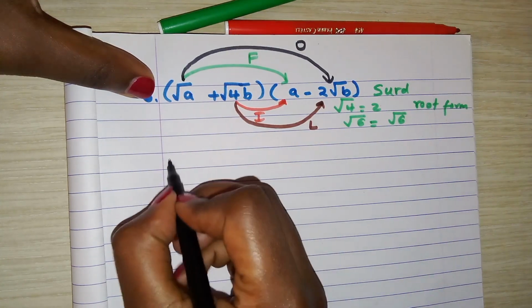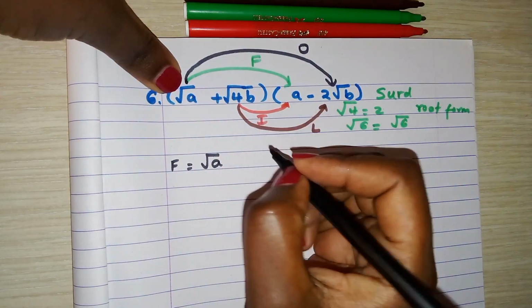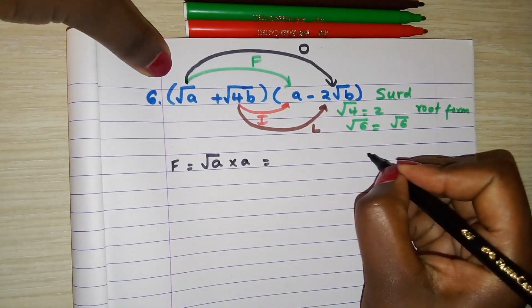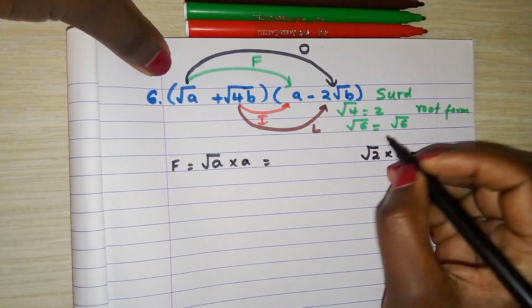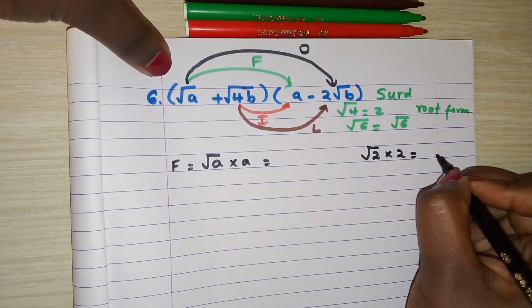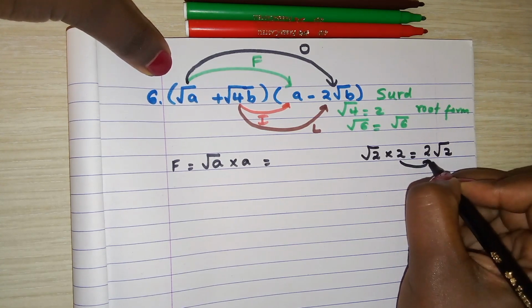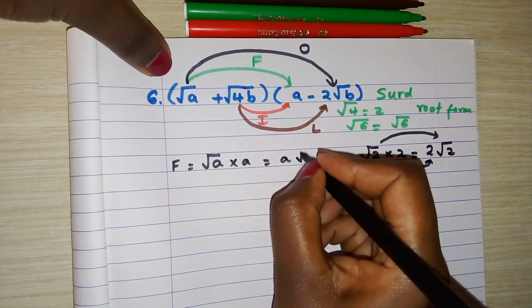So this one I'll expound more, each one at a time. So for F we have root a times root a. So for example, you have root 2 times root 2. Since we don't have the square root of 2, we'll write it here, and then the 2 would come in front like that. So this one becomes a root a.